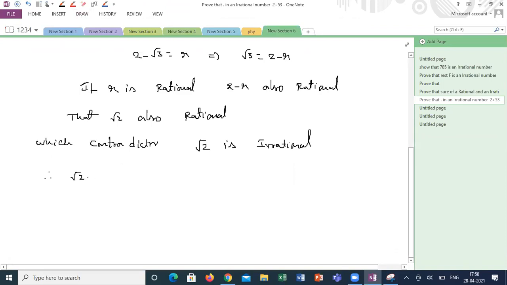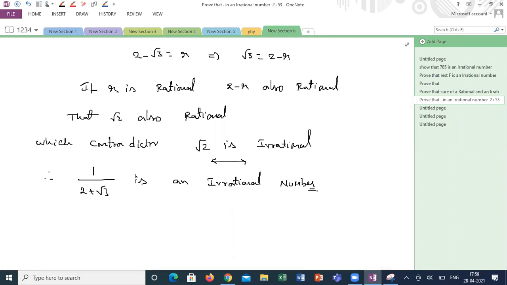Therefore, our assumption is wrong. You write the statement, our assumption is wrong. 1 by 2 plus root 3 is an irrational number. It's clear? Yes, sir.